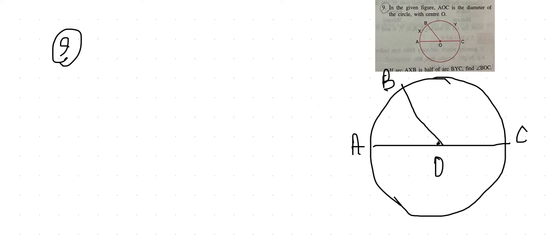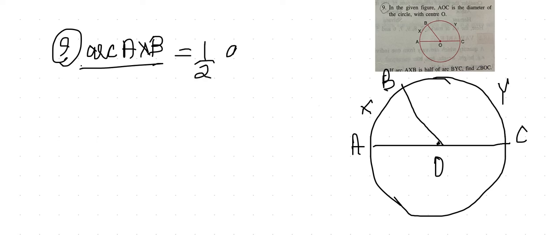So this is B and this is Y. Now you can see, children, that in between ABC you have been given X and Y, because I told you already that arcs are represented using three points. Okay, so next you will write that in this particular figure, what they have given is that arc AXB is equal to half of arc BYC.